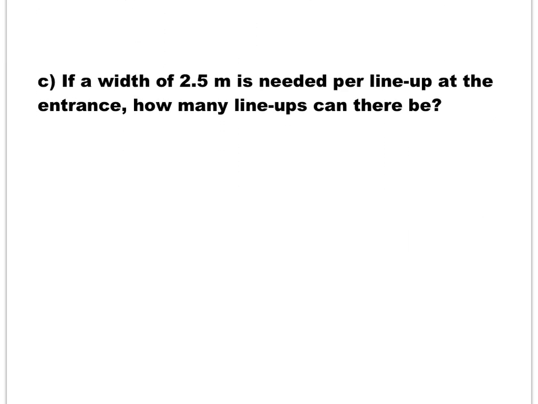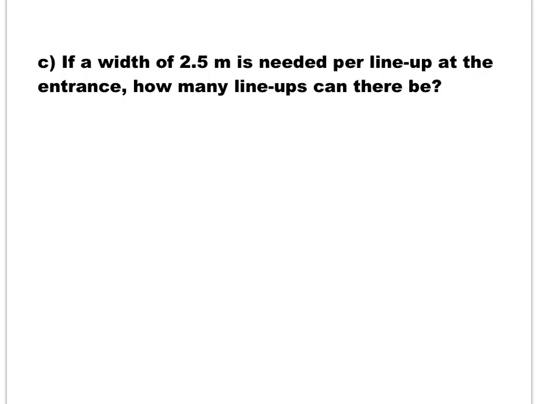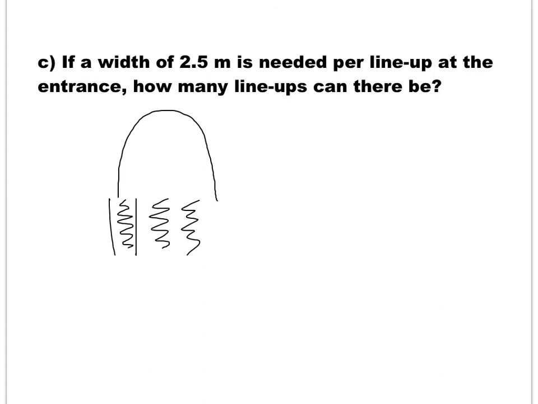It also says that if the width of a lineup is 2.5 meters, how many lineups can you have? To explain what exactly this part of the problem is talking about, this is your arc. It's saying that the lineup of people, let's say the people are lining up like this to go inside under the arc. If the width required for each lineup is 2.5 meters, how many lineups can we have?